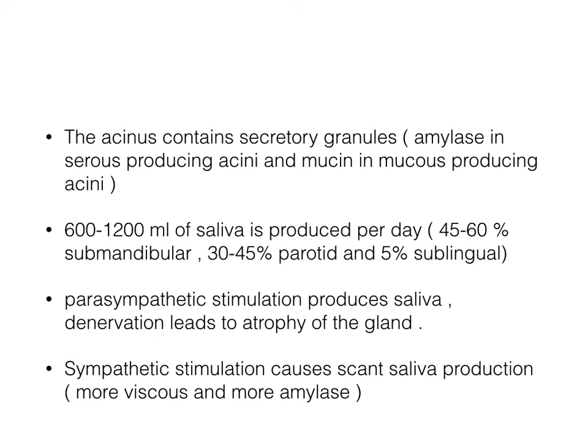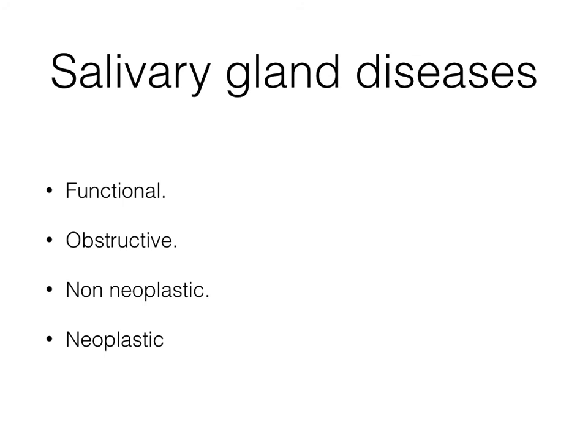Sympathetic stimulation causes scant saliva production, so it usually causes more mucinous and more viscous secretion when you have sympathetic stimulation. Okay, that's why when you're afraid, when you're scared, you say your mouth is dry, right? So this indicates that you have sympathetic stimulation, and that's why you have decreased secretions of the saliva, and it's more mucinous and more viscous than serous.